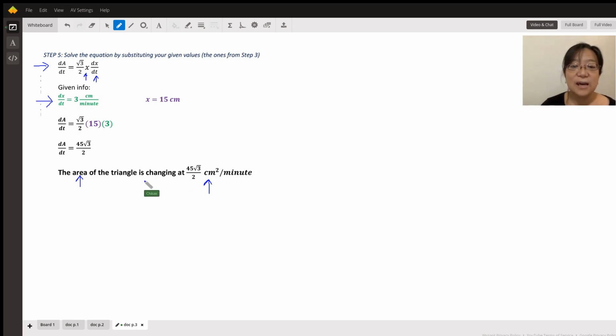And then changing at is another key word you can look at, that's referring to rate or time. And so, of course, since our units right now have been everything per minute, that tells you that that's going to be per minute.